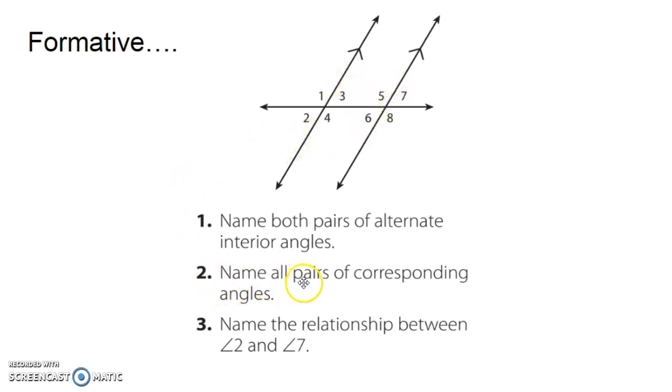Then it says name all pairs of corresponding angles. Okay, so they need to be on the same side of the transversal. So it's going to be a pair of these. So angle 2 has the same measure as angle 6. Angle 4 has the same measure as angle 8. And also the same on the opposite side. Angle 1 is congruent to angle 5, and angle 7 is congruent to angle 3.